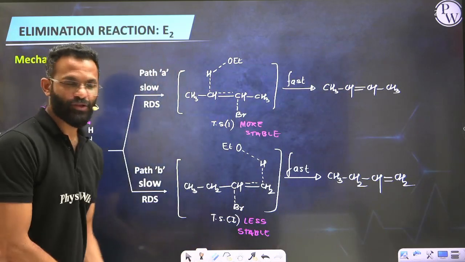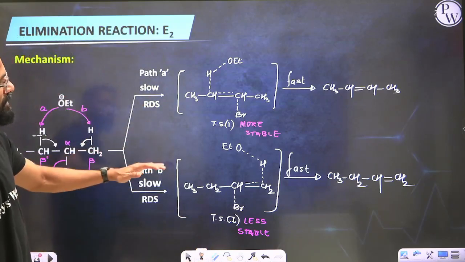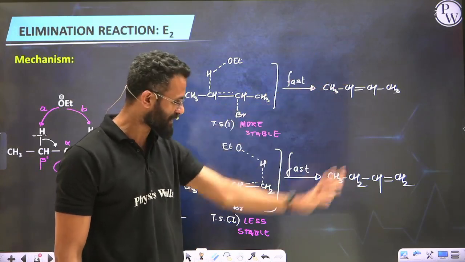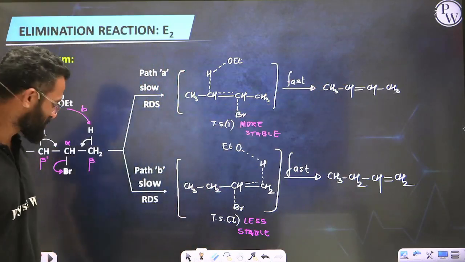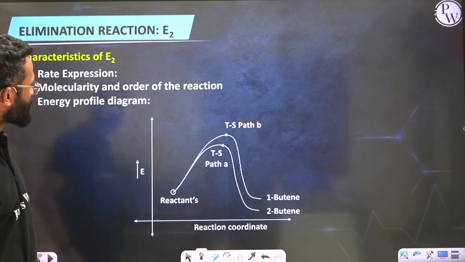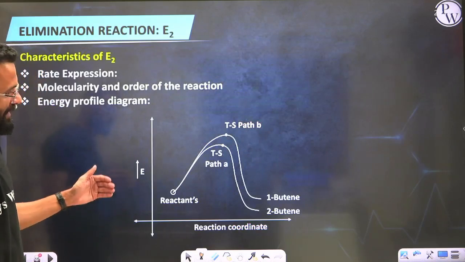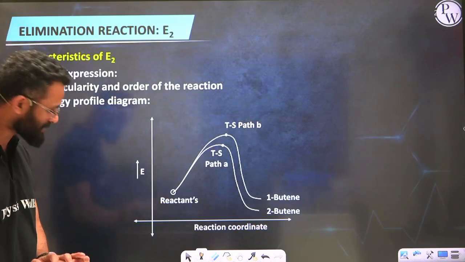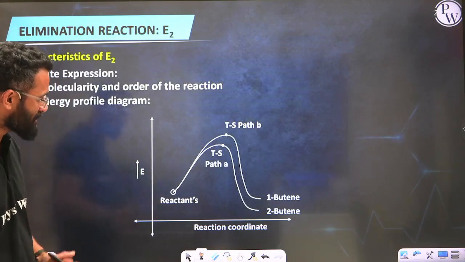Alright everyone, so two products obtained. The first one, the more substituted alkene, is the Saytzeff elimination product. The second one is the Hofmann elimination product. Now for this reaction, if you try to put an energy profile diagram and find out some of the important characteristics of the reaction, first of all, let's have a look at the energy profile diagram.